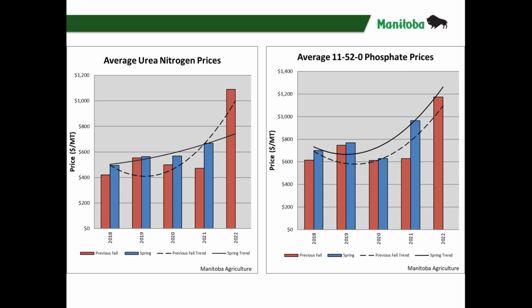Quick slide here on urea and phosphate prices. We conduct a price survey twice a year in spring and fall, and the fall prices would be for the next year's crop. And we've seen increases here quite a bit. Obviously, we don't have this year's spring pricing in yet, but I think what we'll see is that continual increase, and the question is how much will it be?